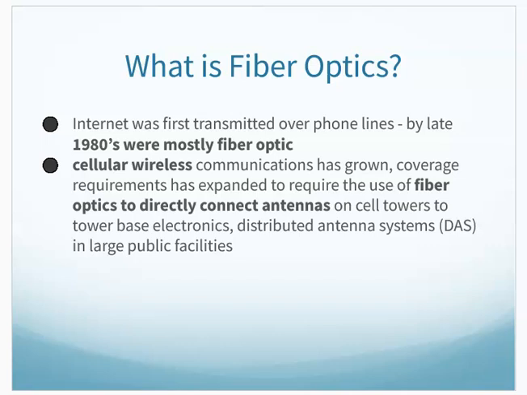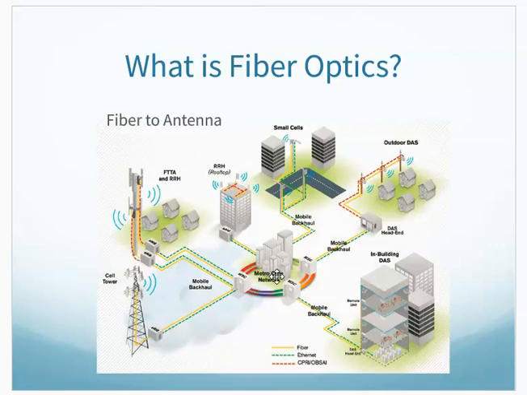Internet was first transmitted over phone lines, actual copper phone lines. By the 80s, it started moving to fiber optic. Cellular communications grew, but now fiber optics is used to connect to the antennas. So from the telephone switching office out to the antennas, it might have been cable before, now it is fiber optic for all the data out to those antennas, including in your large facilities, your distributed antenna systems that we talked about before. So here's showing a city and running the fiber out to these antennas in various aspects of a city.